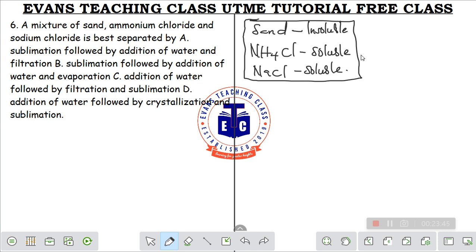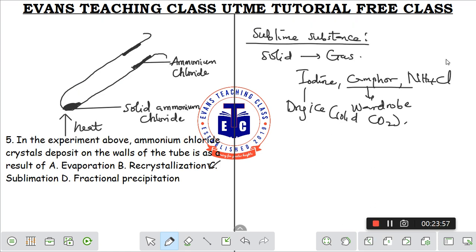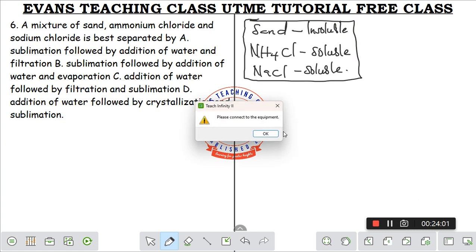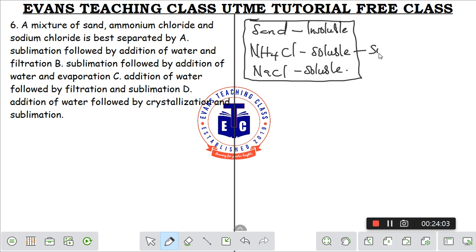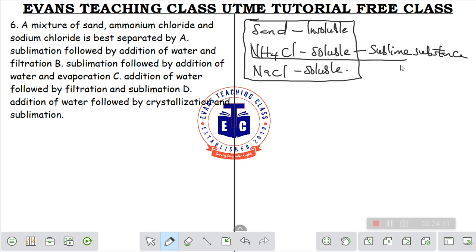So now the next thing you have to think about is, which of these substances that are mixed together is a sublime substance? By now you should know the one, because I told you that ammonium chloride is a sublime substance. So it means we have gotten the solution to our problem. Now, what is the next thing you are going to do? Since you know that this is a sublime substance, we just carry out sublimation.